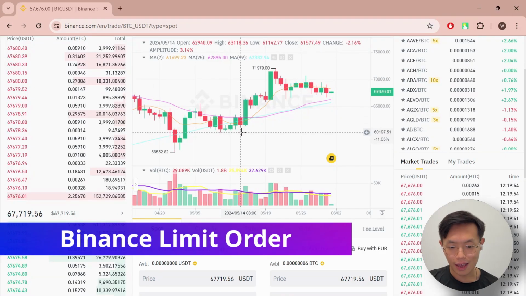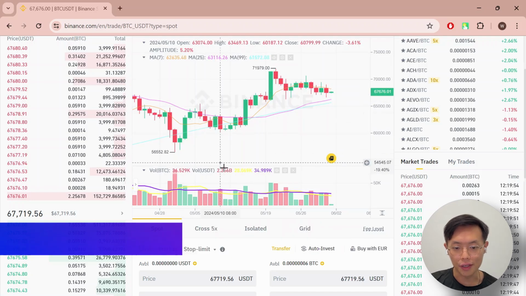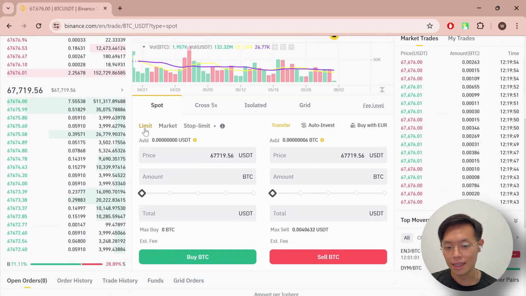With a limit order, you have to wait for the market price to reach the specific price that you set, in terms of buy and in terms of sell. So let's see how we can set this up in Binance. So in Binance, right, the first one is limit. You can see from the spot here, the first one is the limit order.